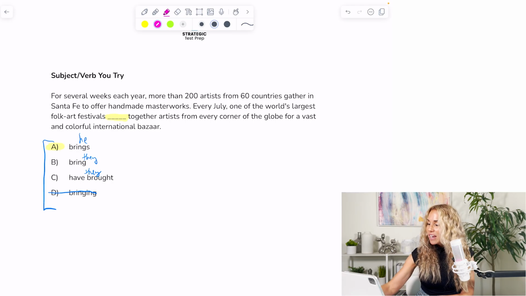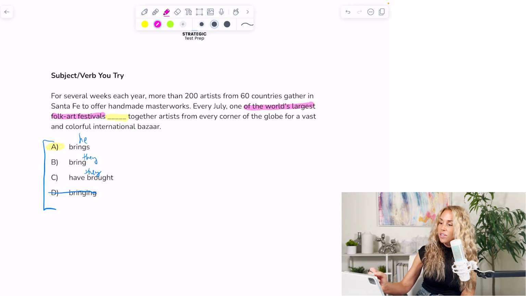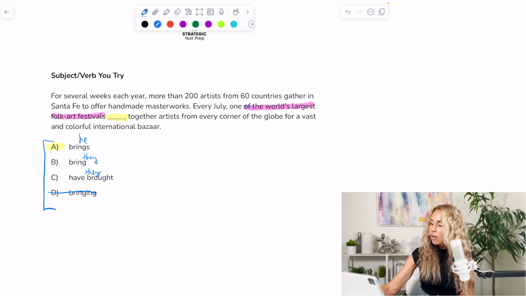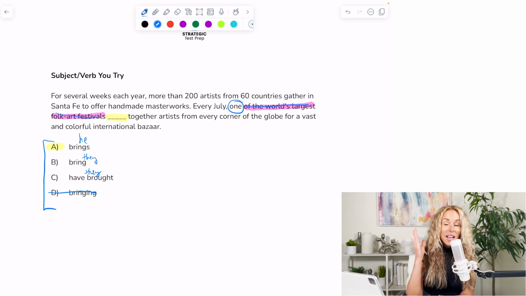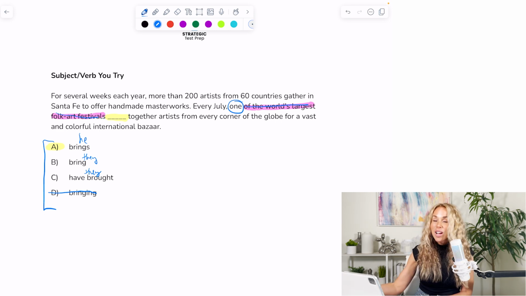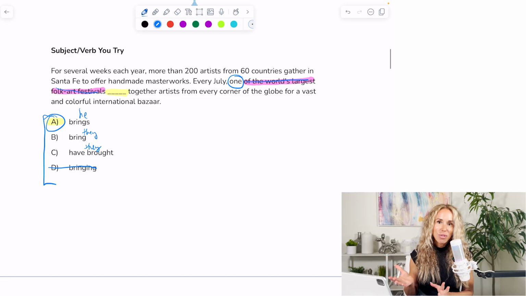Here's my blank. And again, I see another prepositional phrase, "of the world's largest folk art festivals." So I'm going to cross that off. Right before it is the word "one." That means "one" is the subject. So it would be "one brings together artists" because it's singular. So that's how you tackle a subject-verb agreement.